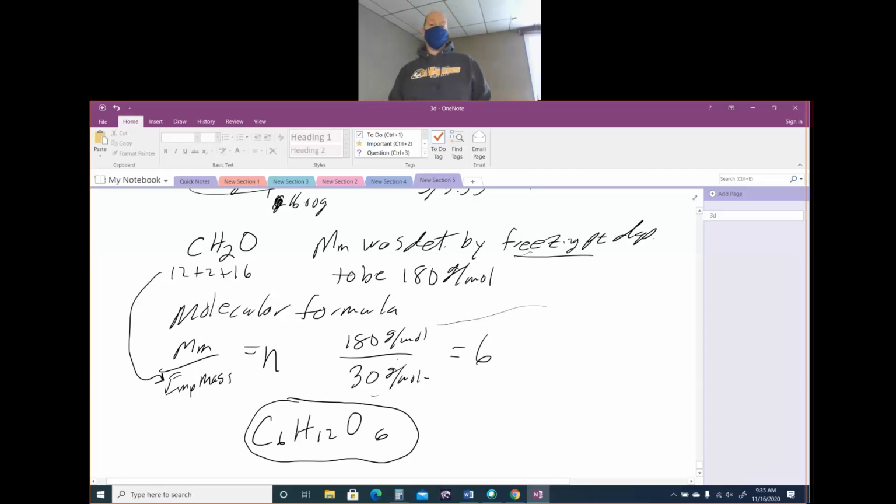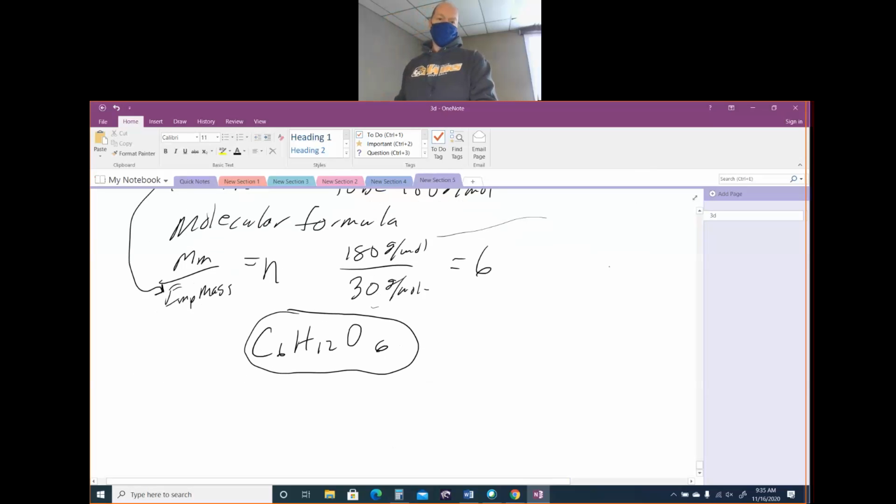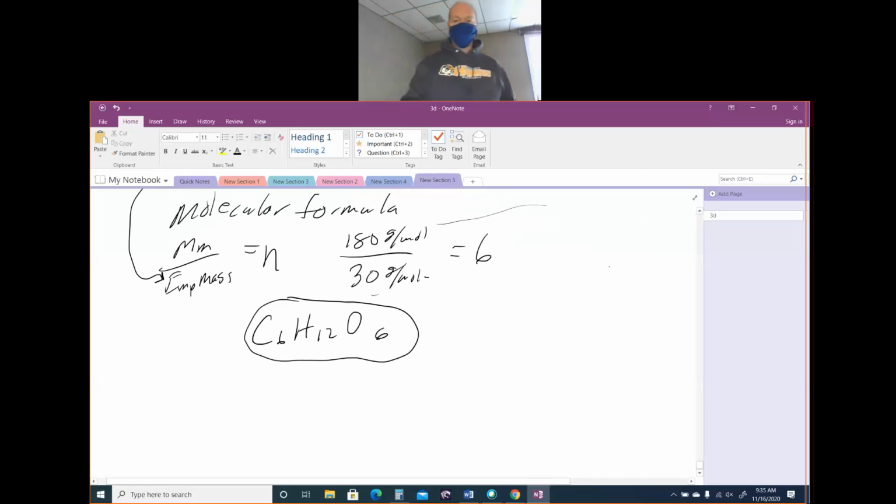All right, and glucose is a carbohydrate. The reason why it's called a carbohydrate is because it has some number of carbons with some number of waters. The empirical formula for glucose is CH2O. So there'll be a calculation to do on empirical molecular formula.